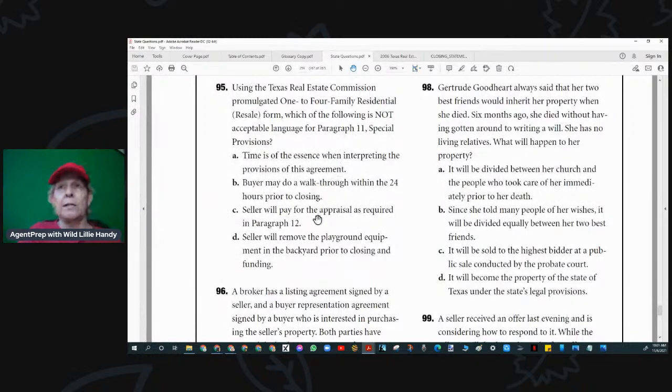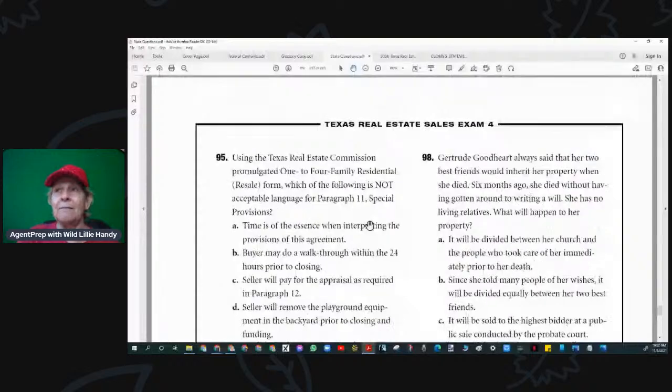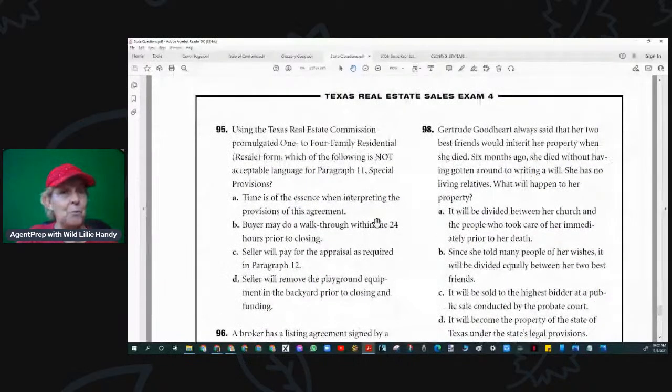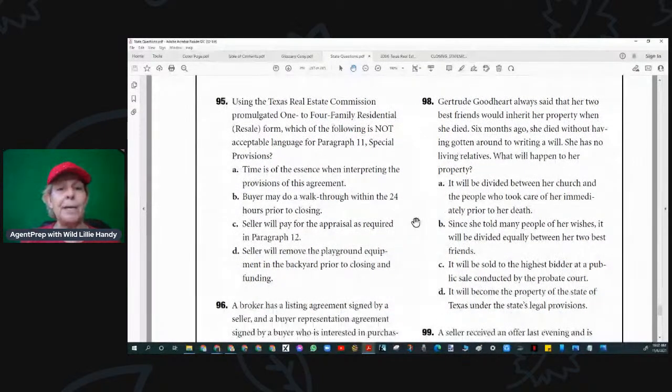And we are continuing with question 95. So the state questions are from 81 to 110. And so on Wednesday, we started exam number 1. However, I forgot that we had a few more questions on exam number 4. So I'm getting those done today. All right, question number 95.